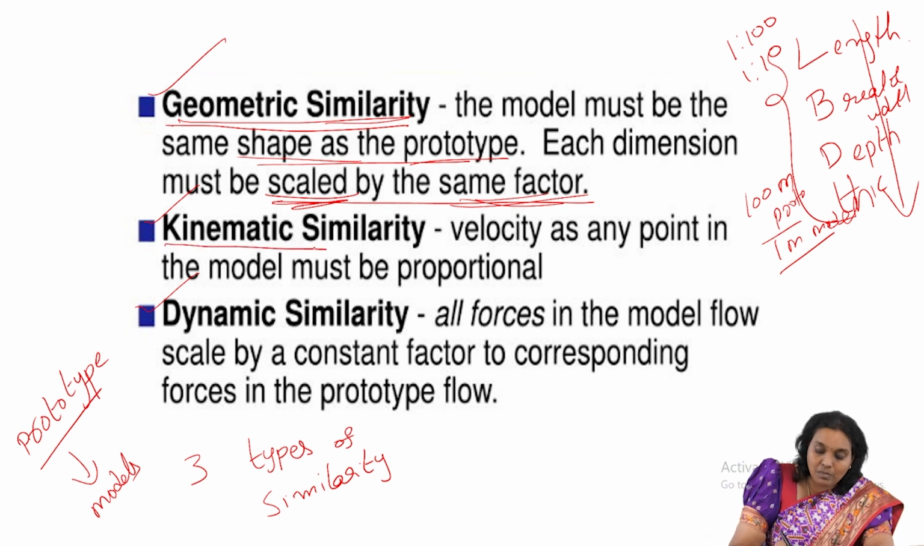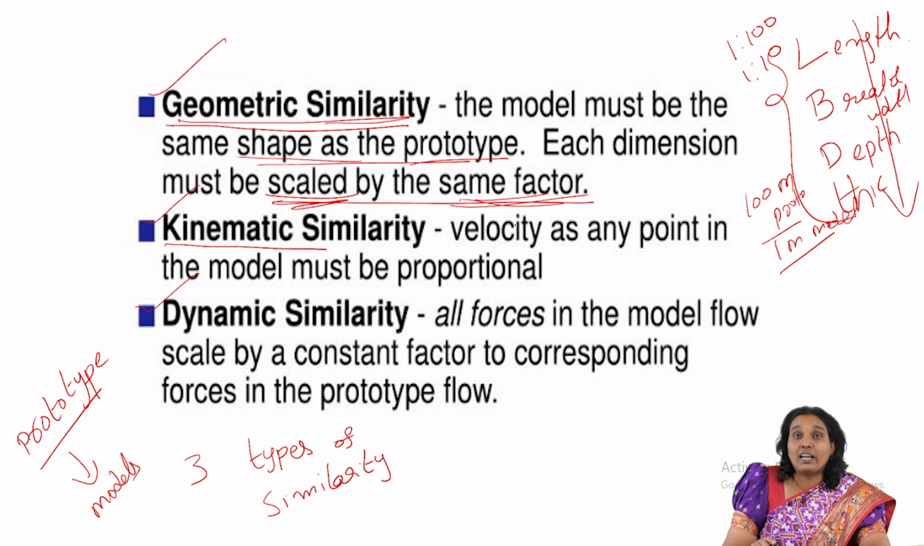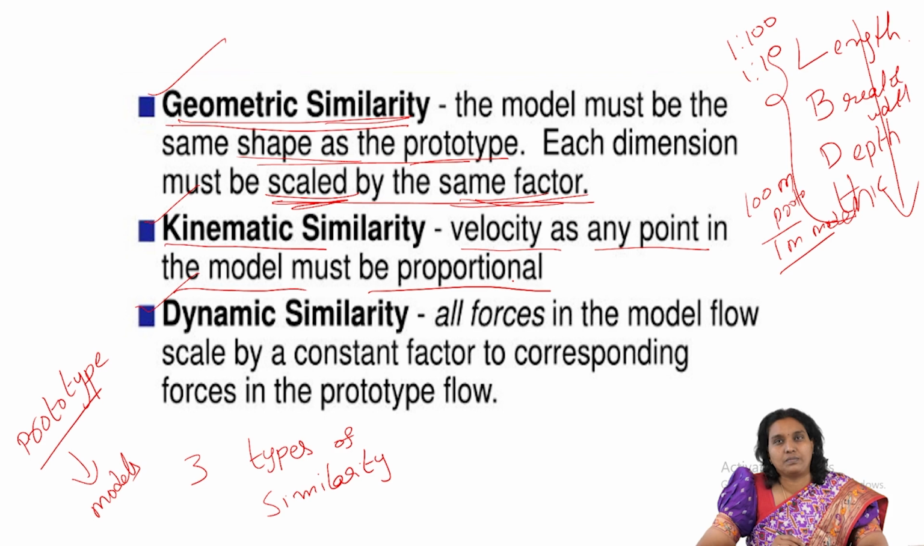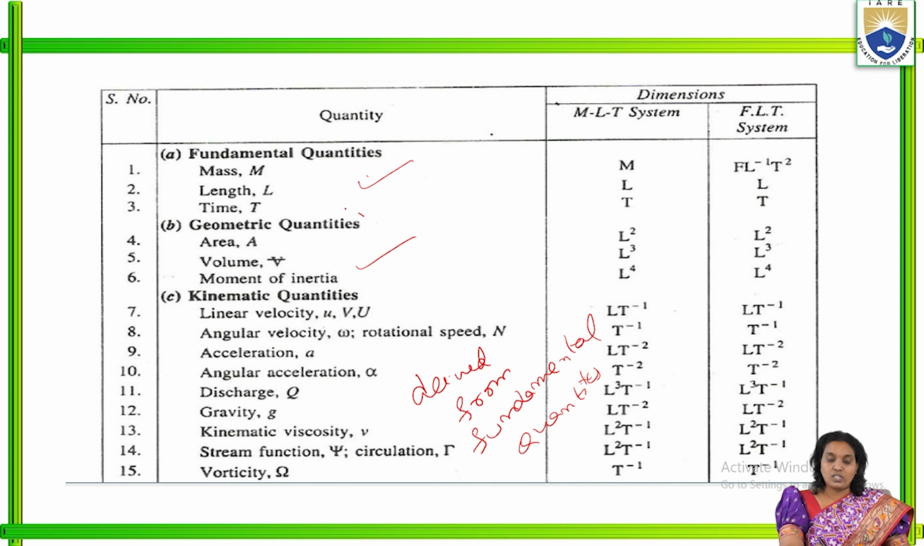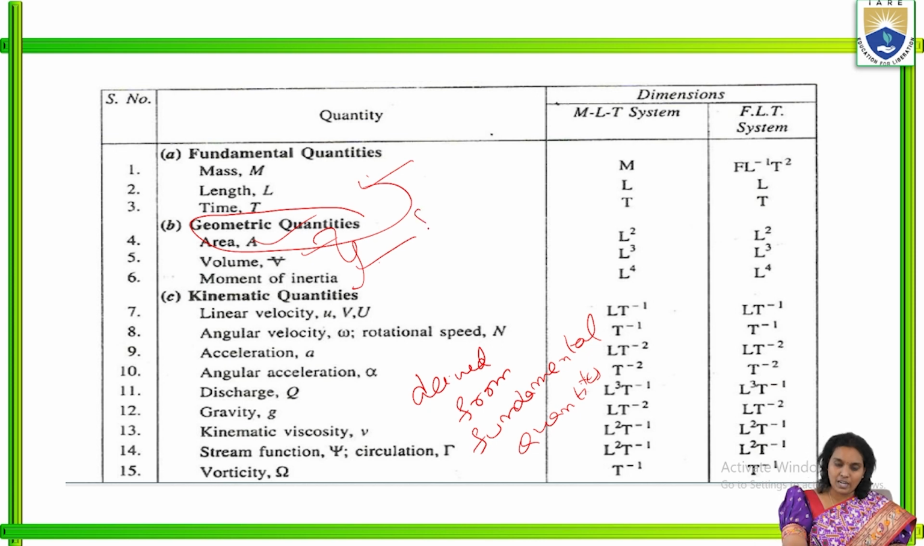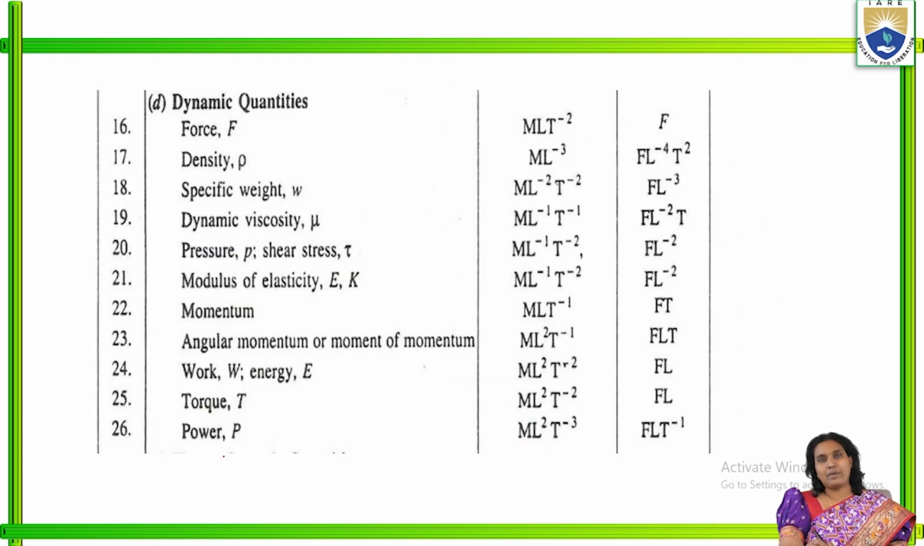Coming to the kinematic similarities, the velocity at any point in the model must be proportional. These come under the fundamental quantities. Next is geometric quantities like area and volume. Such types of parameters we scale by the scale ratio, and such similarities are known as geometric similarities. Similarly, these come under kinematic similarities.